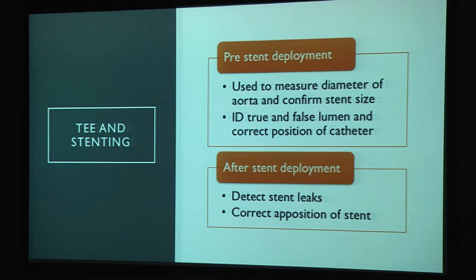We talked about this previously, but TEE is also helpful in any stenting procedures as well. In pre-stent deployment, this is going to be helpful to measure the diameter of the aorta and confirm the stent size, identify the true and false lumen and correct position of the catheter, again making sure that the catheter isn't placed into the false lumen. And then after stent deployment, we want to check for stent leaks and then correct apposition of the stent.